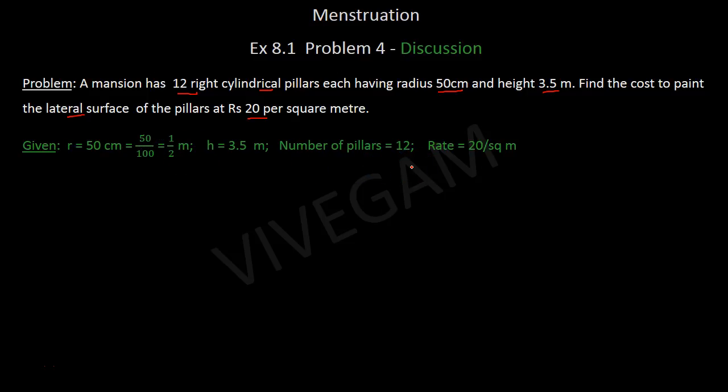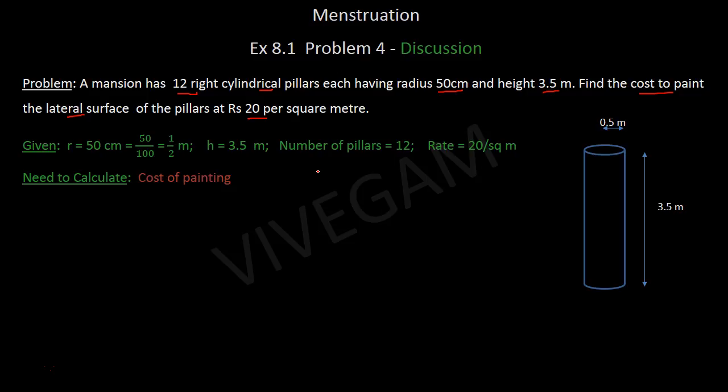Next, what are we asked to calculate? We are asked to calculate cost to paint. Anything else? Cost of painting of the 12 right cylindrical pillars. So let's write it out. Cost of painting is what we are asked to calculate. Now we'll have to find a formula which links this cost of painting to all these variables one way or the other.